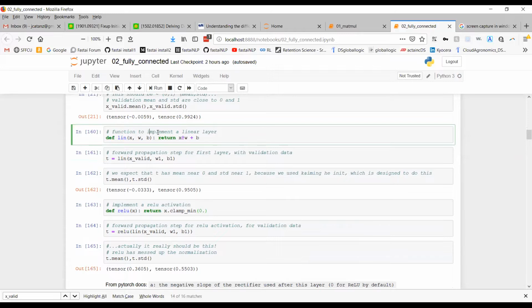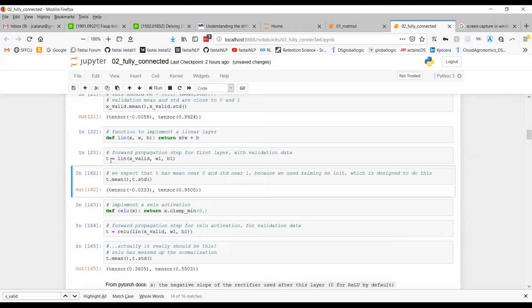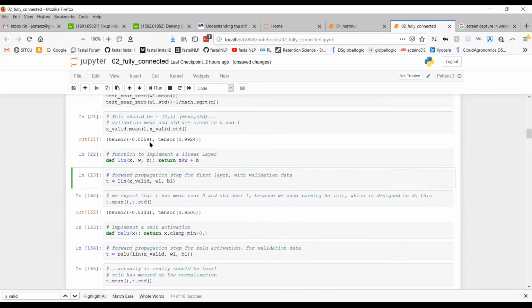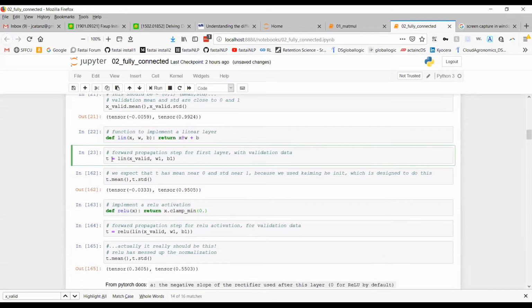Next, he defines the function that we need to implement a linear layer, which, remember, is just a matrix multiplied by the weights and then add the bias. That's the affine transformation that makes up a linear layer. So that's the function that implements it. Now we actually instantiate that function and run it and put its result into this thing called T. Remember, we have W1 and B1. We just initialized them, so they're defined. And now T is also defined.